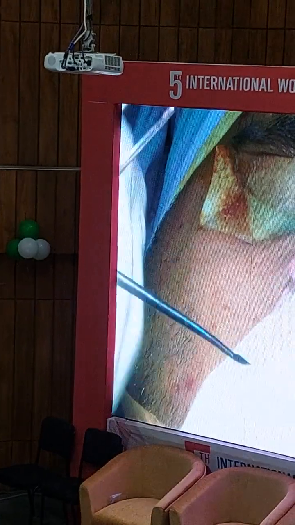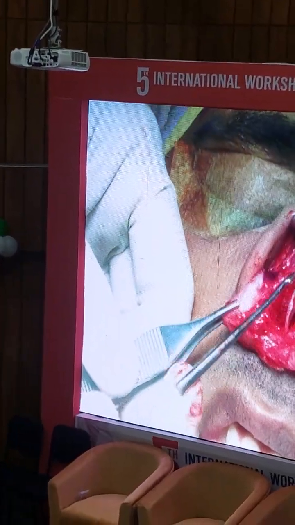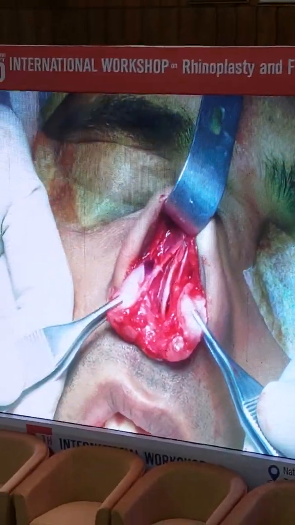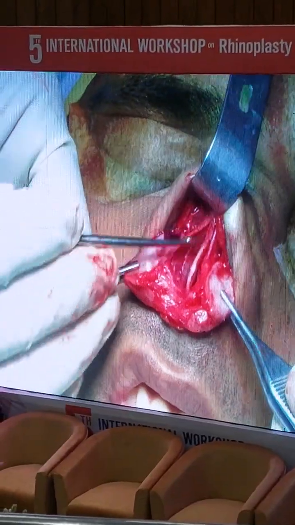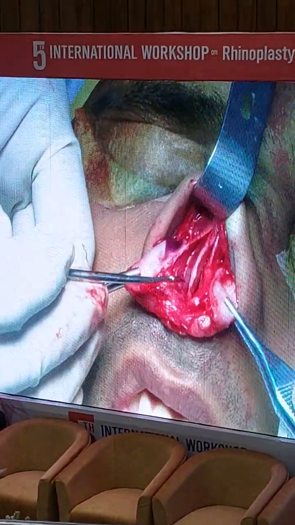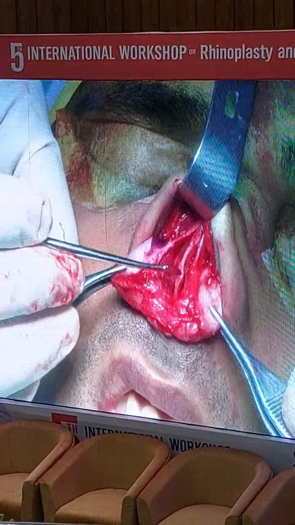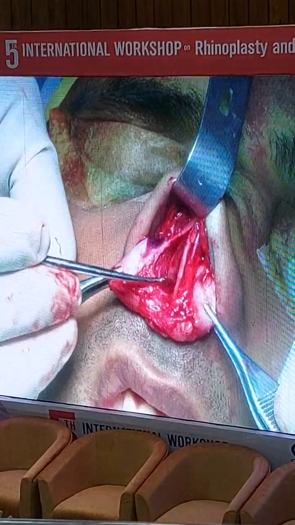Now we take the anatomy of this: this is the upper lateral cartilage. This is the medial margin of the upper lateral cartilage, and this is the lateral. We have this dorsal part of the septum. This is the caudal part of the septum. The angle between the dorsal and caudal is the anterior septal angle area.